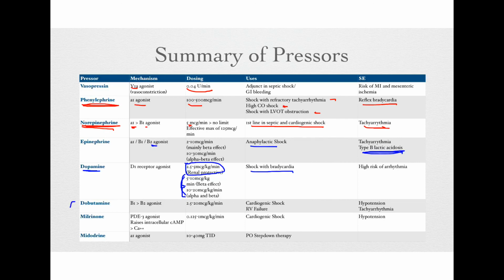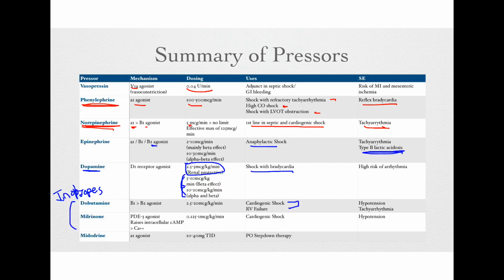Next, there are the pure inotropes, dobutamine and milrinone. Dobutamine is a beta-1 and beta-2 agonist. The beta-1 activity is slightly stronger. It does not have any alpha-1 activity, and it's used predominantly as an adjunct in cardiogenic shock, particularly in patients with RV failure.